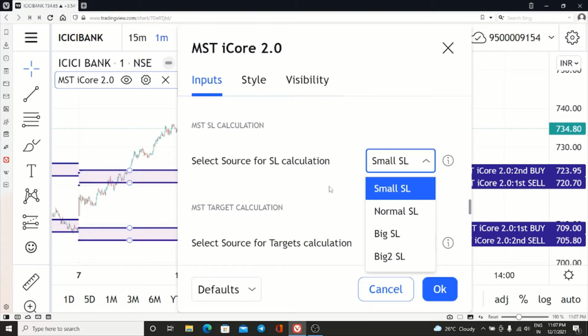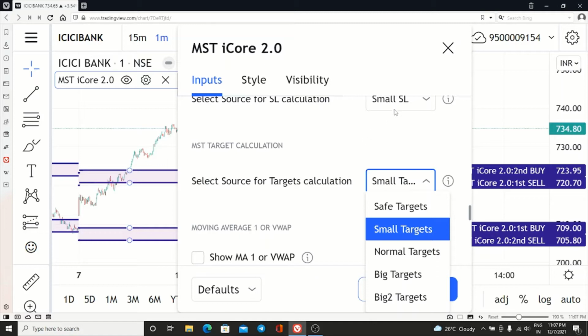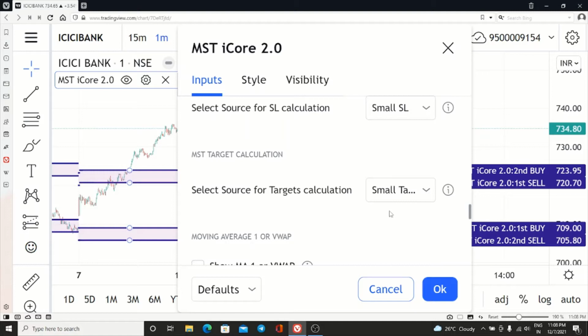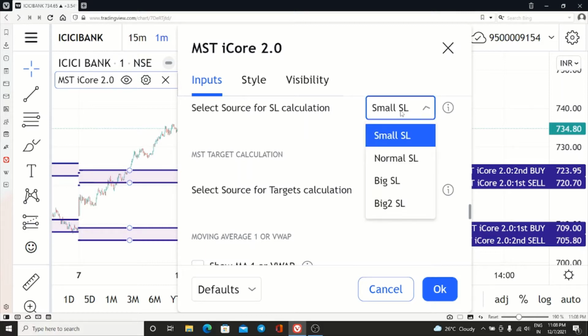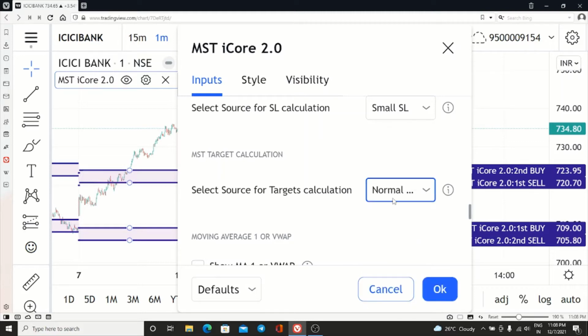Whatever you are keeping, if you are keeping small SL, then you have to keep small targets. If you are keeping normal SL, then you have to keep normal targets. If you are keeping big SL, then you have to keep big targets. So minimum 1:1 you can book. Otherwise, you can keep small SL and book for the normal targets, or the big targets, or the bigger targets, so that your risk reward ratio will be more.